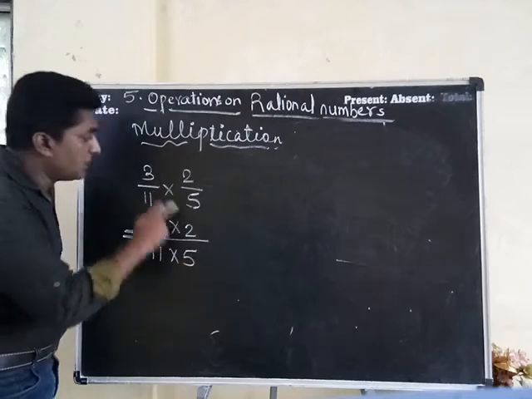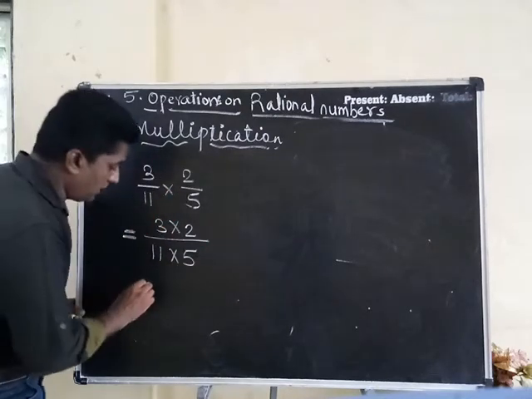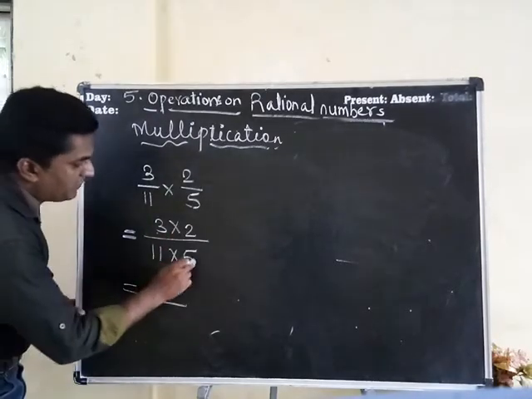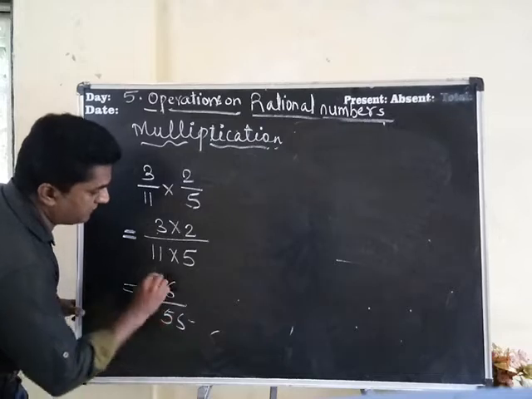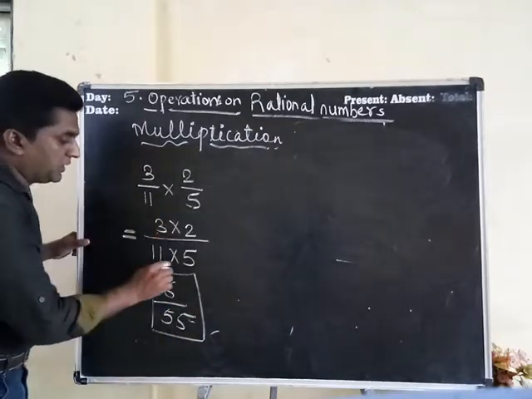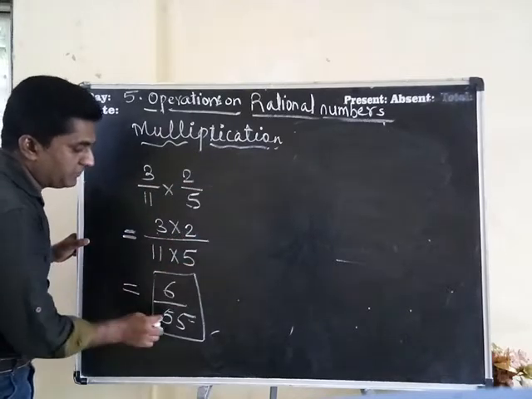What is the difference here? Simply 3 multiplied by 2. Here don't do cross multiplication. Is equal to 3 2s are 6 and 11 5s are 55. This is your final answer. What you did here? Two denominators multiplied, two numerators multiplied: 3 2s are 6, 11 5s are 55.